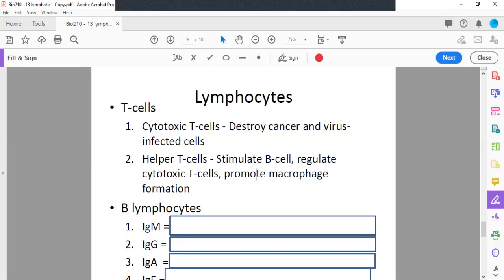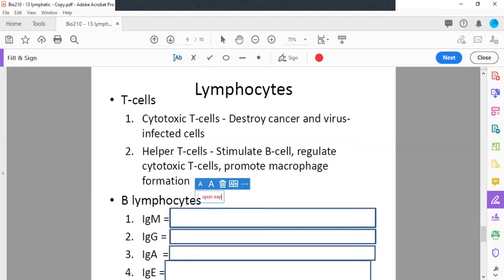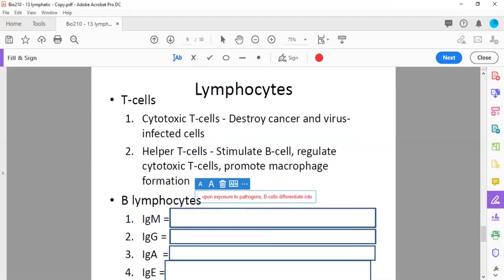The B lymphocytes do not produce antibody, but upon exposure to pathogens, the B cells differentiate into plasma cells, which make antibody, and memory cells, which have the ability to become plasma cells when encountering the same pathogens.